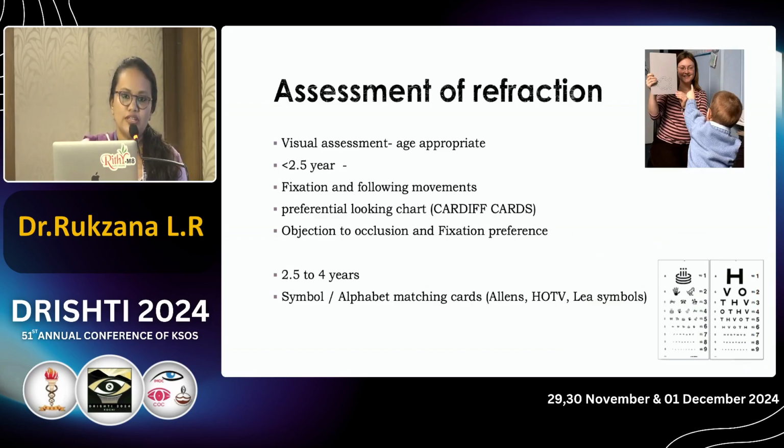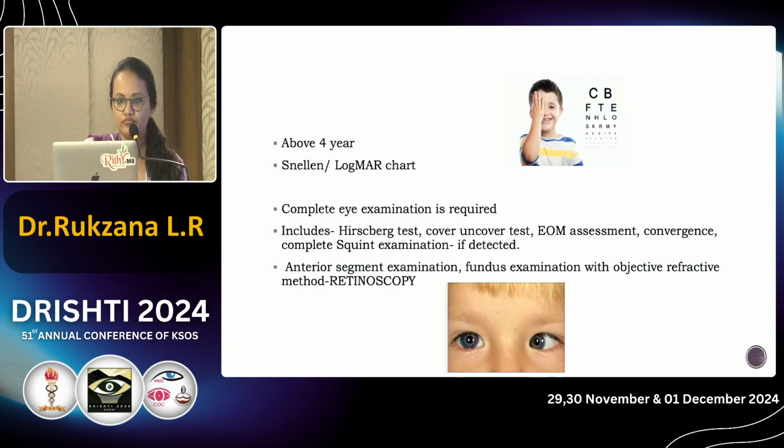Visual assessment is usually age appropriate. Less than 2.5 years of age, you usually assess with fixation and following of movement or with light. Preferential looking charts like Cardiff cards can be used, and objection to occlusion and fixation preferences are also used. At 2.5 to 4 years of age, symbols or alphabet matching cards like Allen's card, HOTV, and Leah symbols can be used. Above 4 years, Snellen or LogMAR chart can be used.